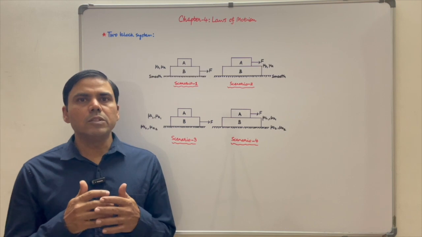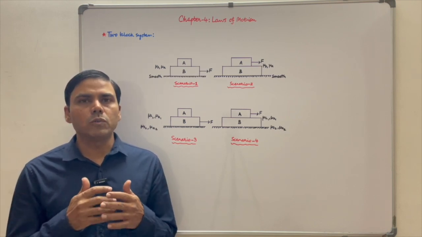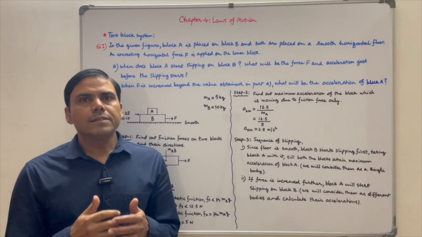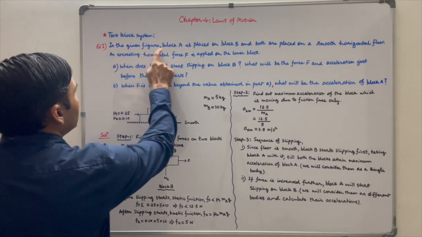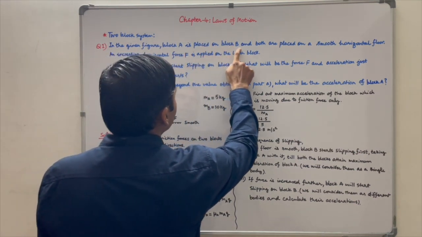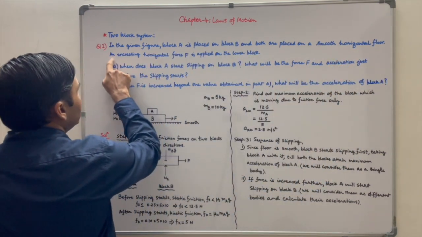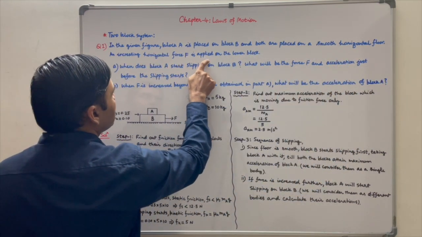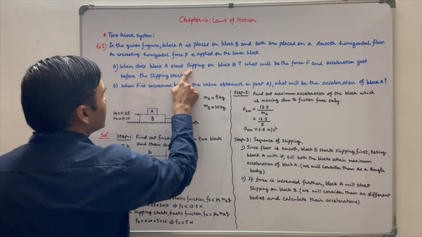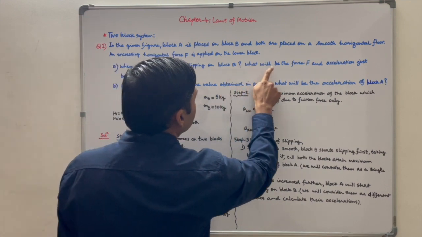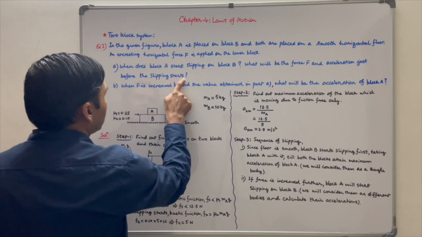In few questions, you will see 3-block system. You can solve them easily if you know how to solve 2-block system. We will understand 4 scenarios by 4 questions. First question, in the given figure, block A is placed on block B and both are placed on a smooth horizontal floor. An increasing horizontal force F is applied on the lower block. Part A, when does block A start slipping on block B? What will be the force F and acceleration just before the slipping starts?